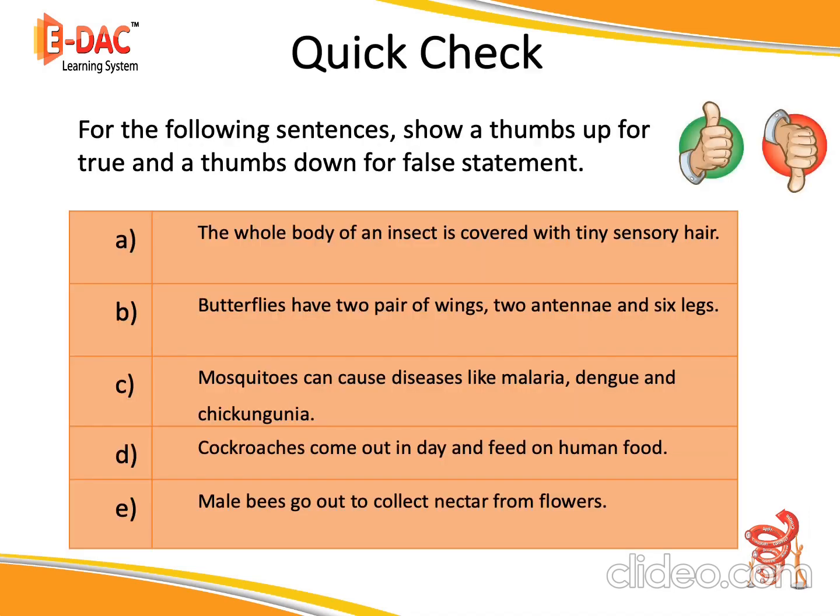Let's do a quick check. For the following sentences, show a thumbs up for a true statement and a thumbs down for a false statement. First, the whole body of an insect is covered with tiny sensory hair. Second, butterflies have two pairs of wings, two antennae, and six legs. Third, mosquitoes can cause diseases like malaria, dengue, and chikungunya. Fourth, cockroaches come out in the day and feed on human food. Fifth, male bees go out to collect nectar from flowers.